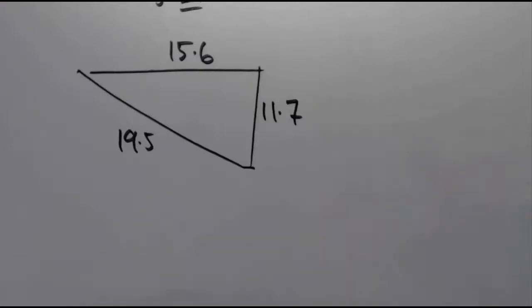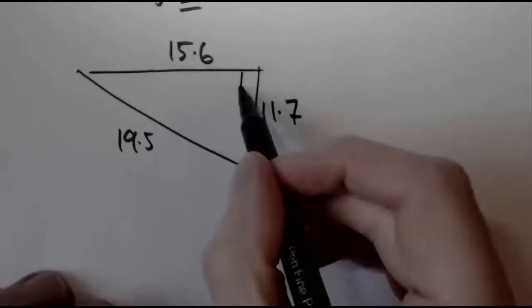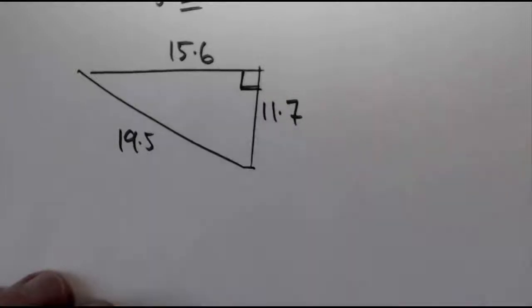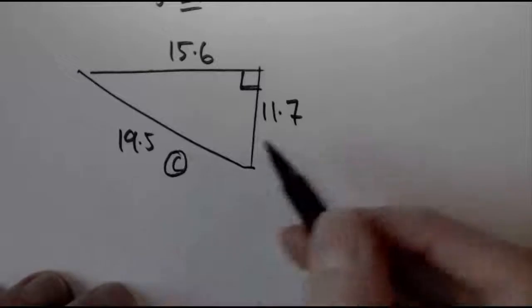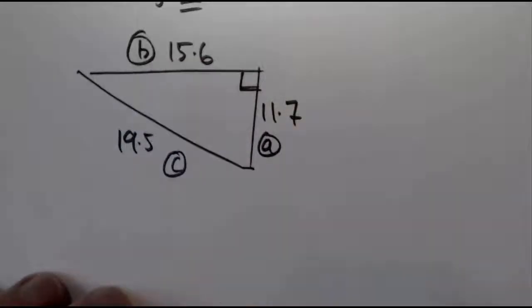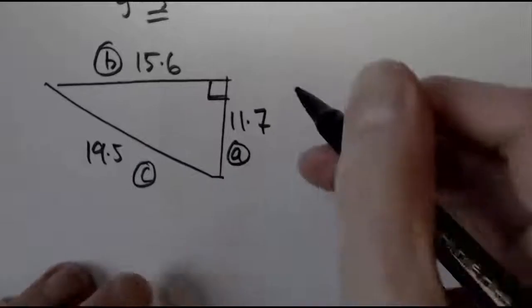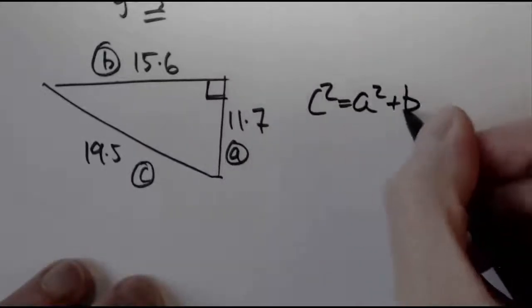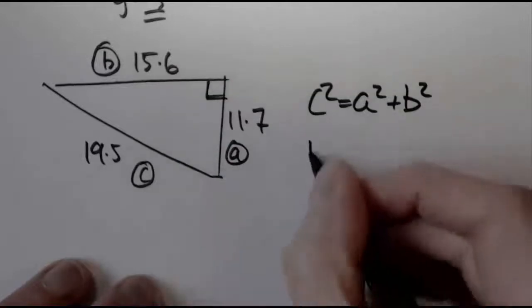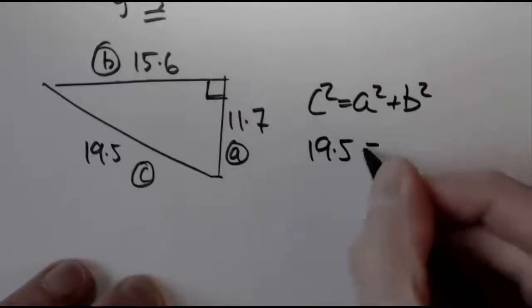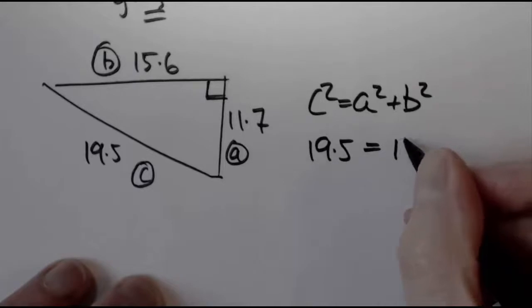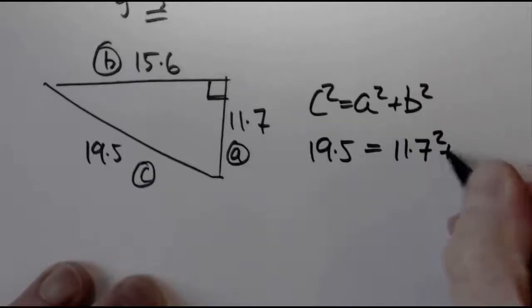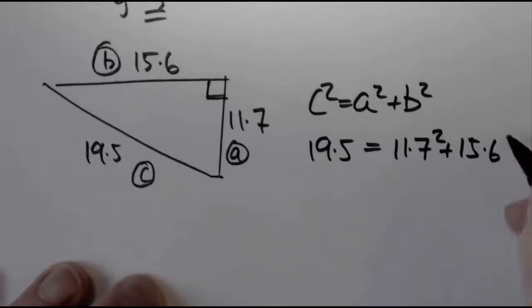We want to work out if this is a right angle triangle. So what we have to do is just apply Pythagoras. So we've got C, call that A if you want, call that B, as long as you're calling that C. Now if this is a right angle triangle, what you'll find is C squared equals A squared plus B squared. So we just plug in the numbers, so 19 squared, that should equal the same as 11.7 squared plus 15.6 squared.